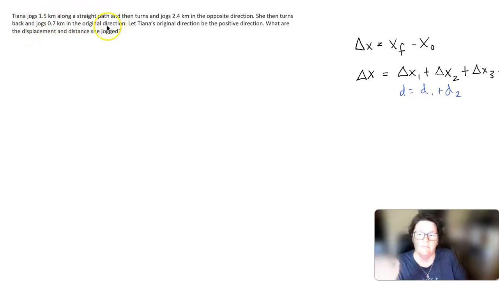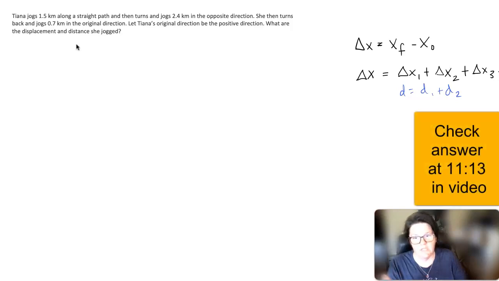Okay, we'll solve this second problem now, which is going to be similar to the one that we just solved, but it's got 3 displacements instead of 2. So if you don't need to see this part of the video and you think you can just solve this really quick, do that and then just skip ahead to where I have it answered and check your work. Okay, so Tiana is going to jog along a straight path. We don't know which direction she's going, but we're just going to say, so if we continue reading, she's then going to turn around and go 2.4 in the opposite direction and then go back in the original direction. Let Tiana's original direction be positive.